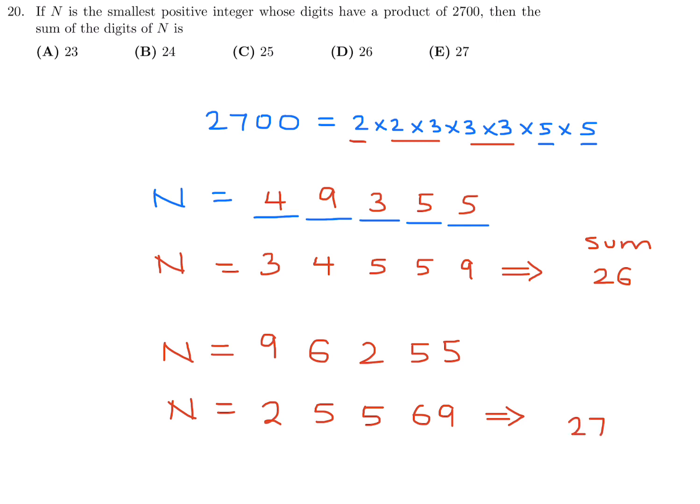Okay, now this n is indeed smaller than that n, and I'm pretty sure this n is the smallest possible n. And therefore, the sum of the digits of the smallest possible n is 27. A little confusing. The n is smaller, but the sum of the digits is larger. So number 20, the answer is E.